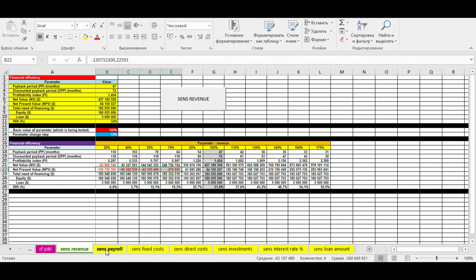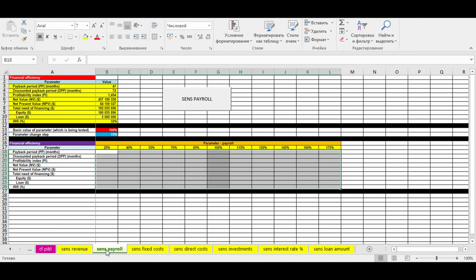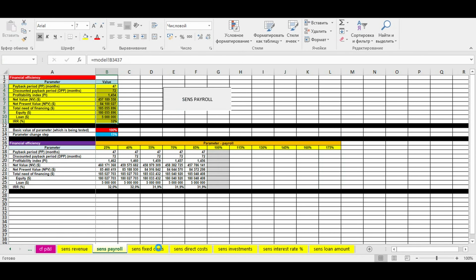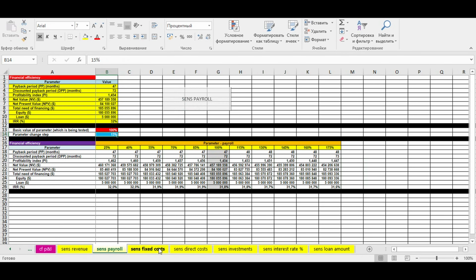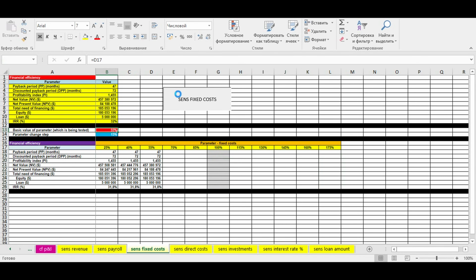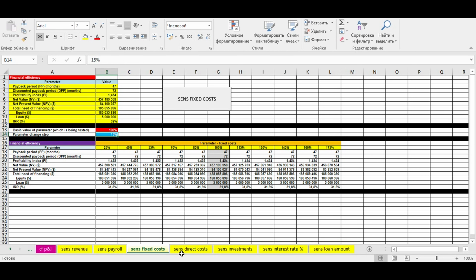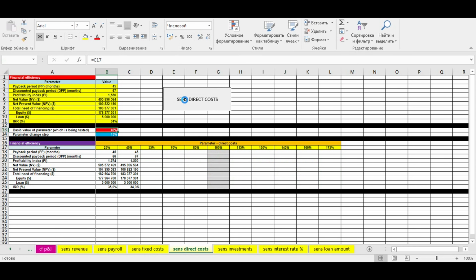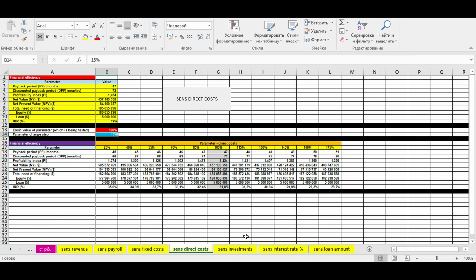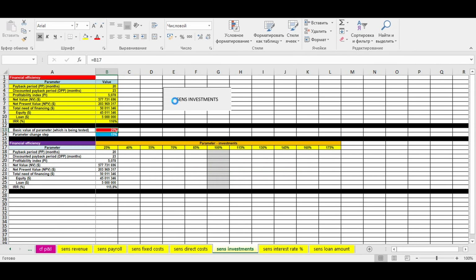Plus, it's a great moment to rethink your business strategy in time before you start investing your money in business. Maybe it's a good time to return back to inputs and create a new scenario which is more financially strong. The same story goes with all other blocks of sensitivity analysis.